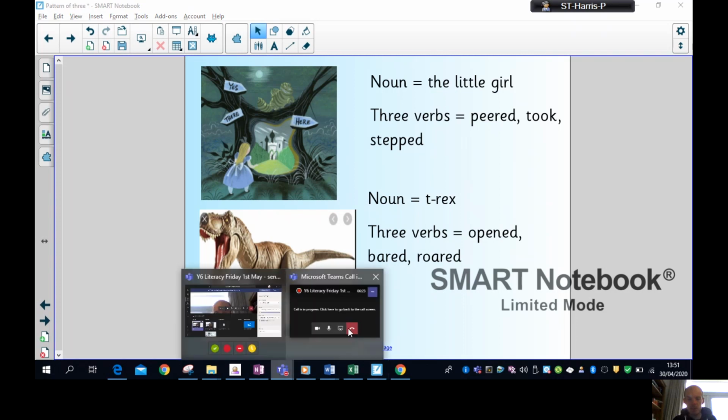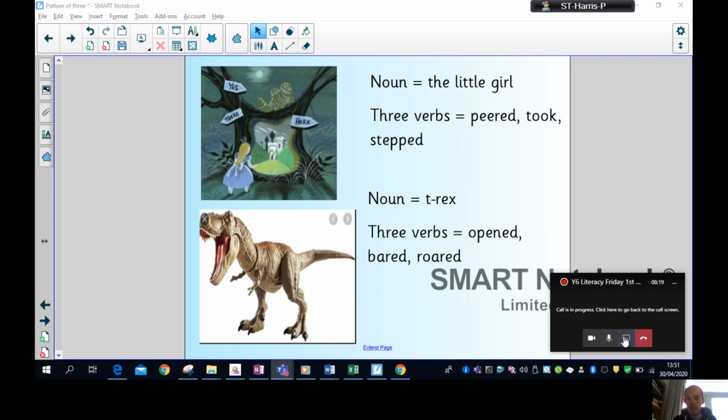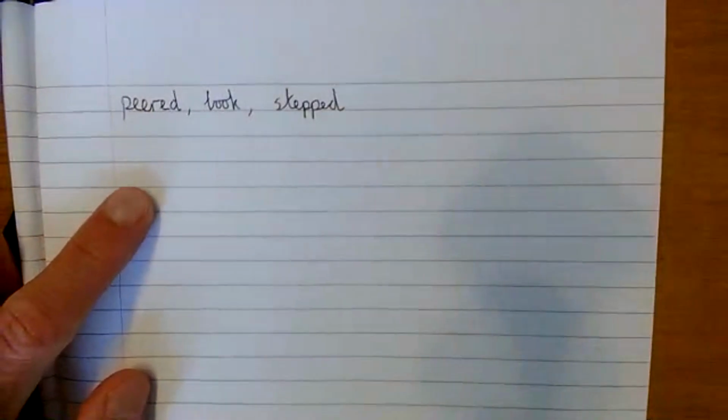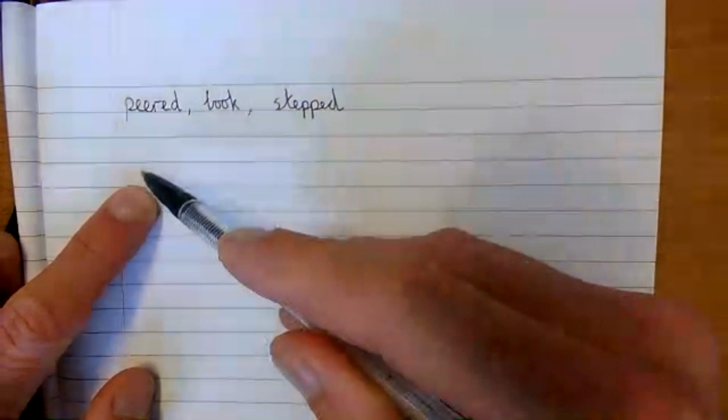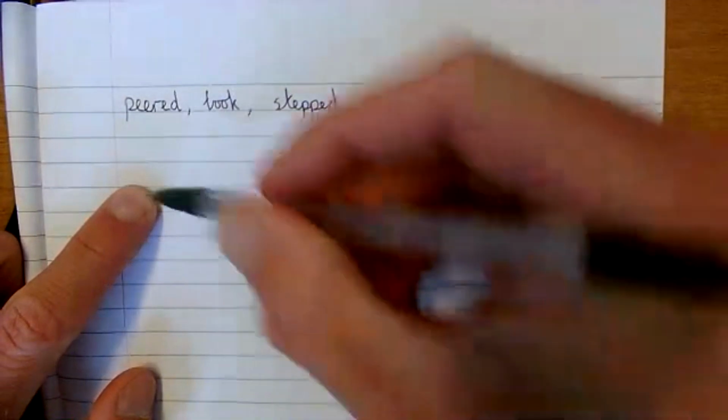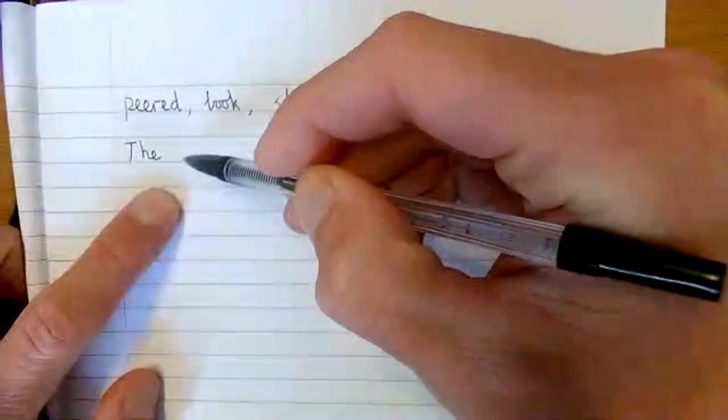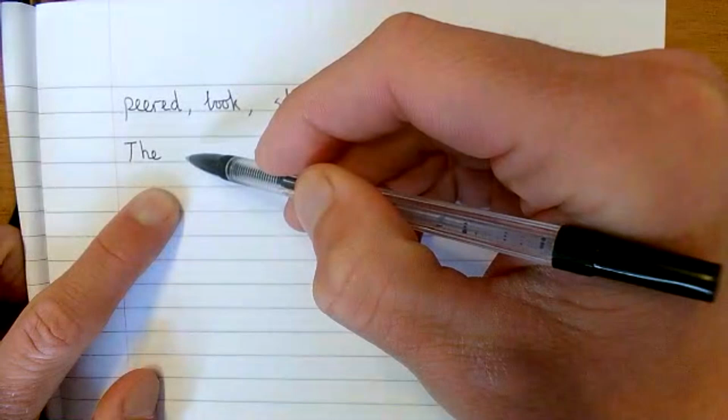Okay, I'd love to hear what you've come up with, but hopefully I'll see that on your Tuesday write. So I'm now going to go back to the camera, and I'm going to try and model doing one on my piece of paper here. So I've got my three verbs here. I've got peered, took, and stepped, and the noun was the little girl. I'm wondering whether we might be able to improve that noun, the little girl, by improving the adjective.